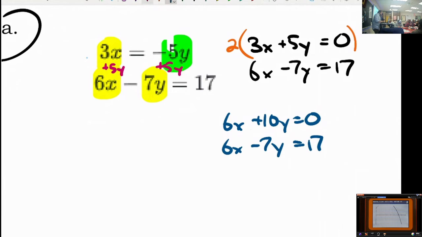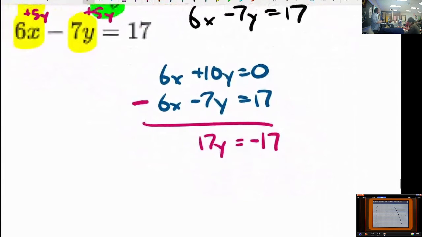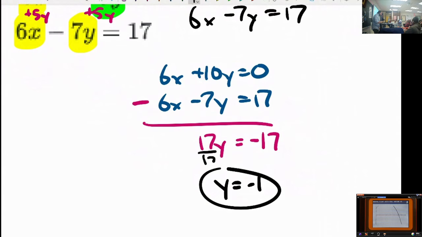So we'll subtract, because the 6x's are both positive, so we have to subtract so they cancel out. 10y minus negative 7y is a positive 17y, which equals negative 17. Careful on the subtraction there. That's 10 minus negative 7, which is positive 17, and 0 minus 17, which is negative 17. And then that means y is negative 1 if we divide by 17 on both sides.